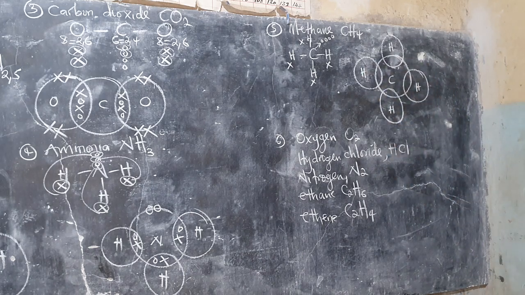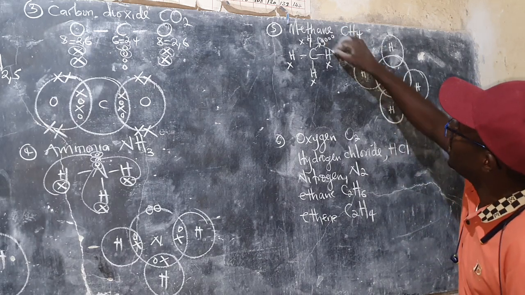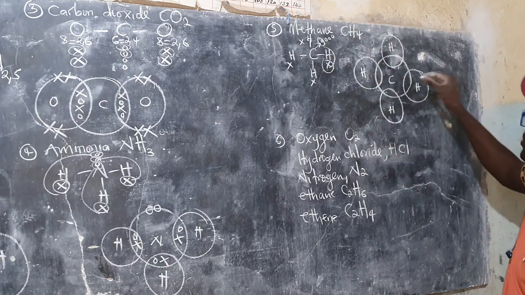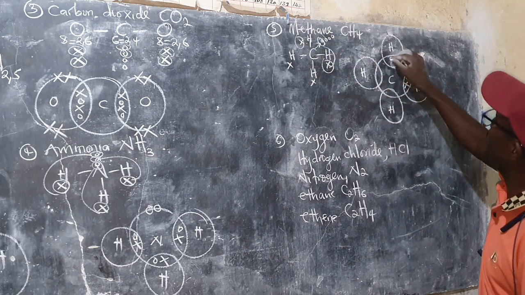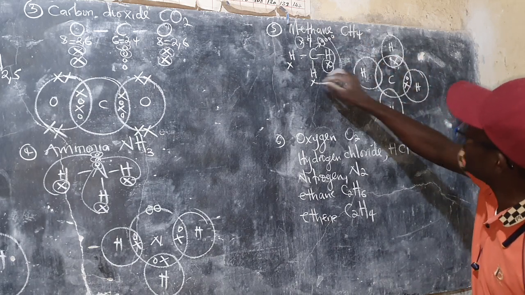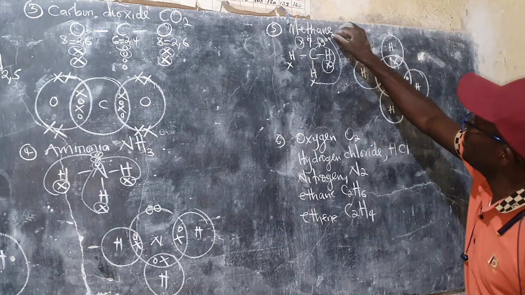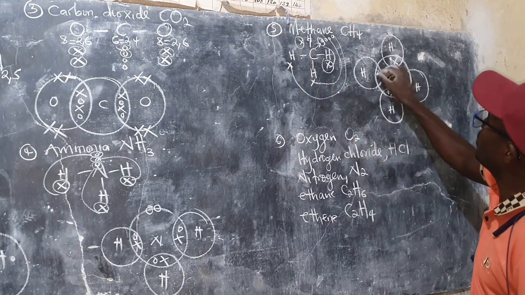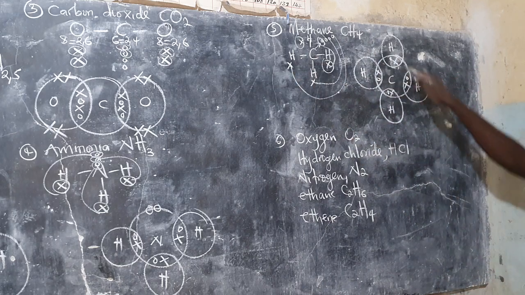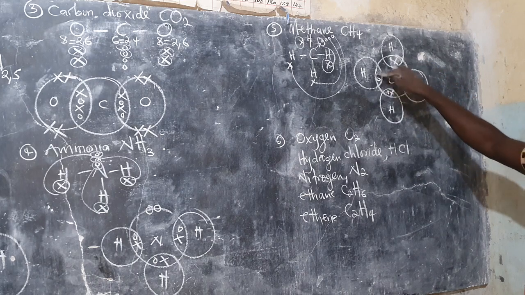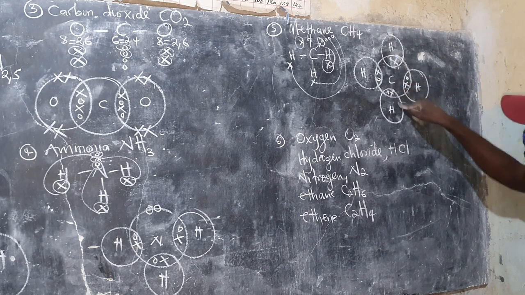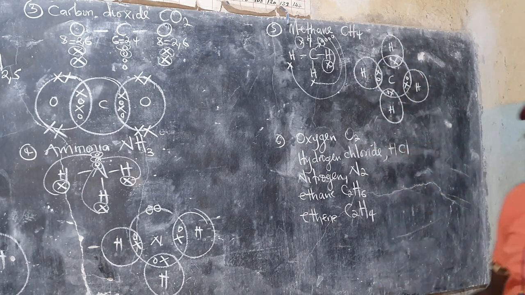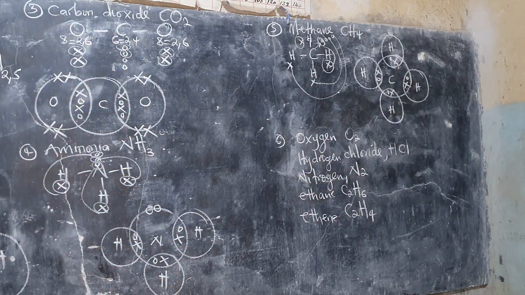That means that now we start sharing. That means that this one here is shared with this one. So we are going to have a dot. This one is shared with this one. We have a dot. This one will be shared with this one. We have X dot. The remaining one will be shared with that one. We have X dot. So it means that 1, 2, 3, 4, 5, 6, 7, 8 for carbon, 1, 2 for hydrogen, 1, 2 for hydrogen, 1, 2 for hydrogen, 1, 2 for hydrogen. This is the bonding. Covalent bonding is very important because it comes during the final exam.